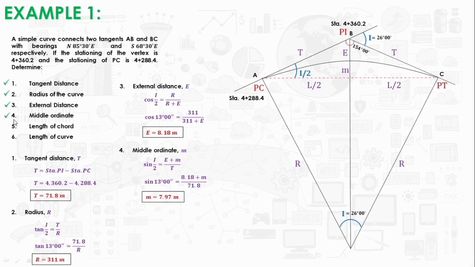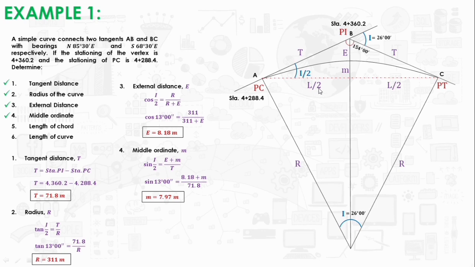Then, next, we are going to determine the length of chord. Diba? The length of chord is the distance from the PC to PT. So, makukuha natin si L. Si L yung hinahanap natin. So, paano natin mahanap si L? We can use this triangle, or we can use also this triangle. Maraming way para makuha natin si L. So, for example, ito yung gagamitin natin, yung midpoint ng triangle na to. So, pwede natin makukuha si L.